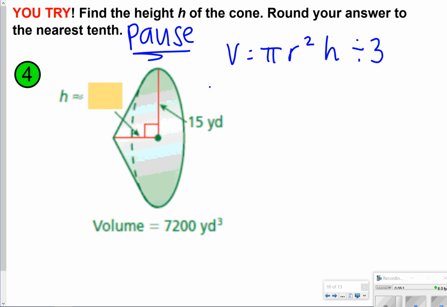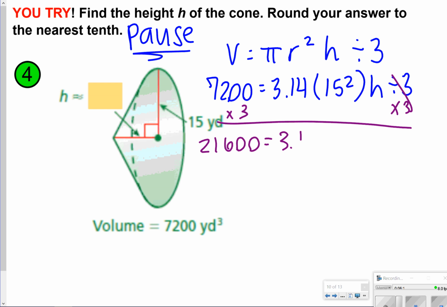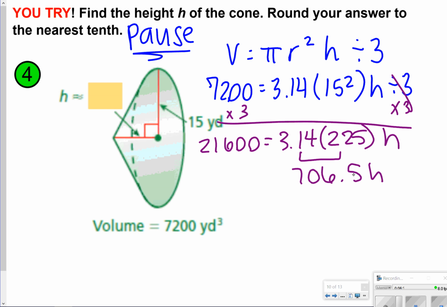Alright, so my volume is 7,200, pi is 3.14, radius squared is 15 squared, height is unknown, and divide by 3. Again, that first step we're going to do is multiply both sides by 3, so we are going to get a very large number over here. 7,200 times 3 is 21,600 equals 3.14. I'm going to go ahead and say that whatever 15 times 15 is, and that is 225, and then times height. Then I'm going to take 3.14 and multiply that by 225. That is 706.5. So 706.5H is equal to 21,600.